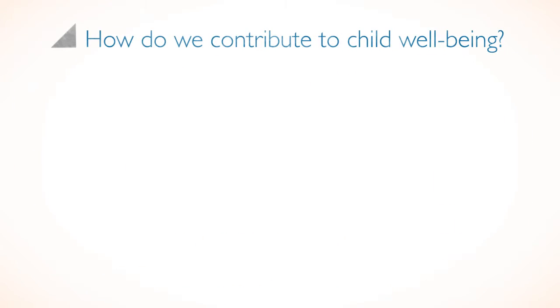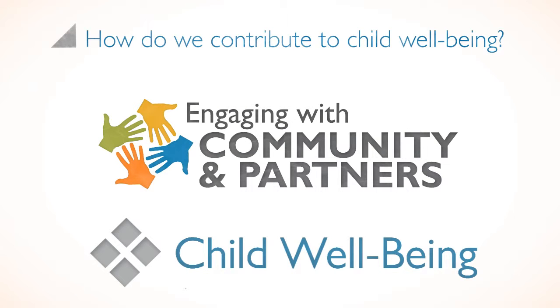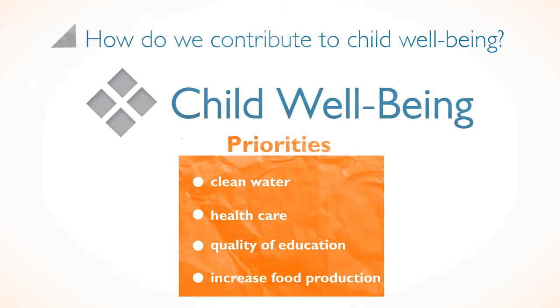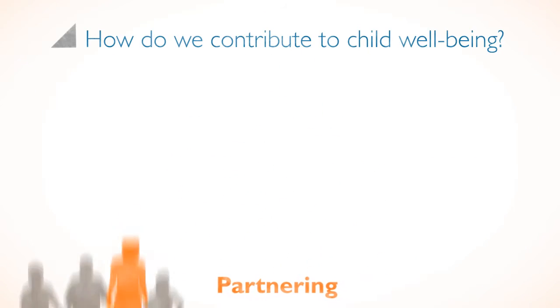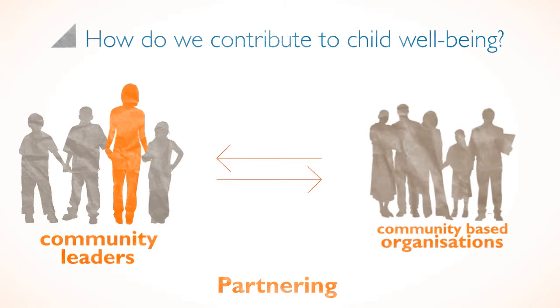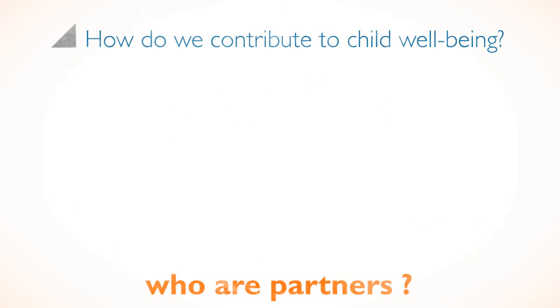How do we contribute to child well-being? More and more, we contribute to child well-being by working with partners. We engage with partners to develop a common vision and a common set of priorities for child well-being. In many areas where we work, community leaders and organisations existed before World Vision arrived, and they will probably be there long after World Vision departs. So we want to partner with these people to focus and collaborate on setting and contributing to local child well-being priorities.